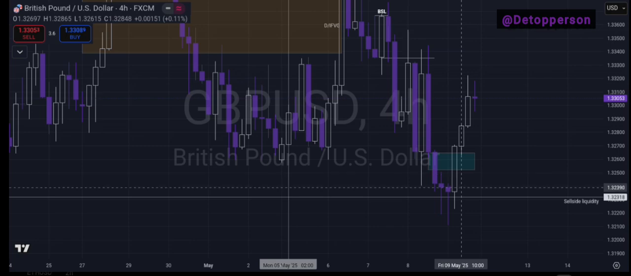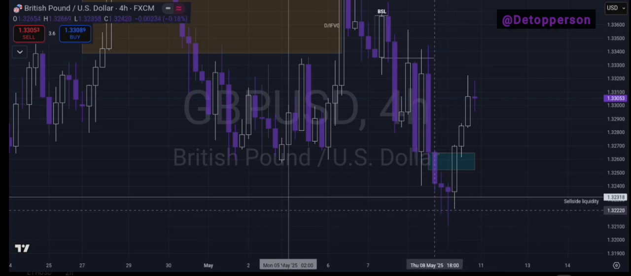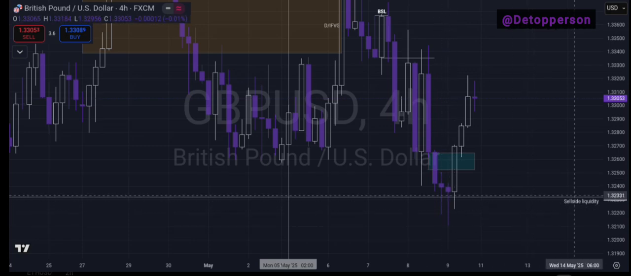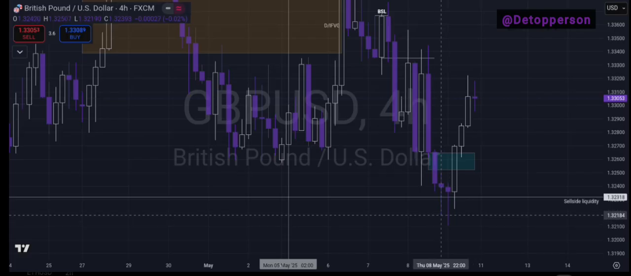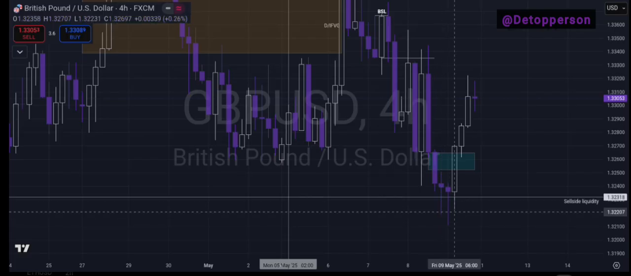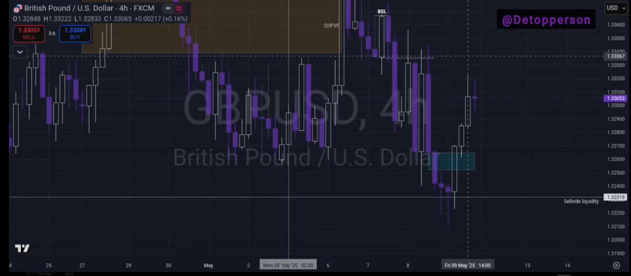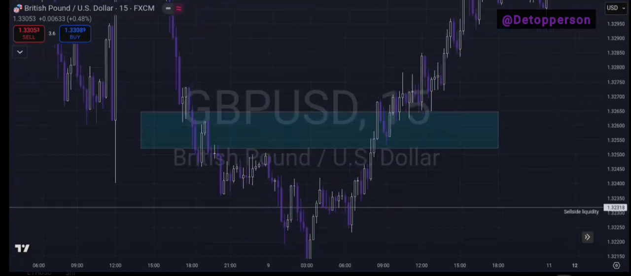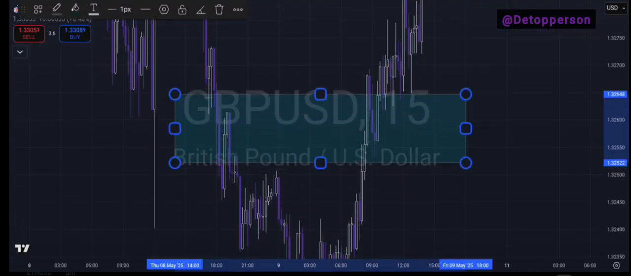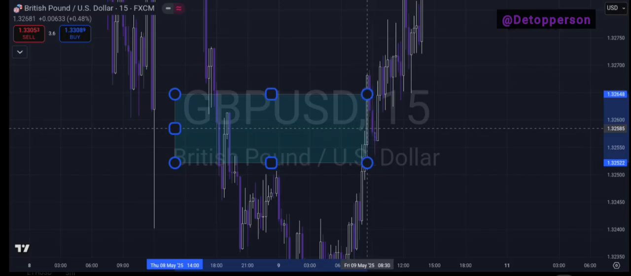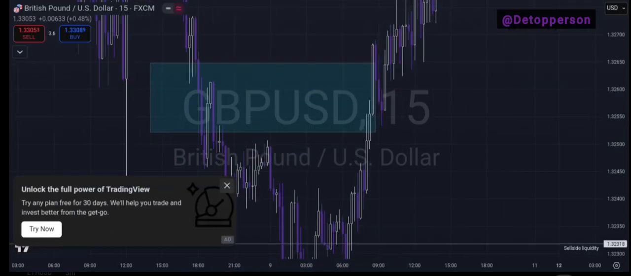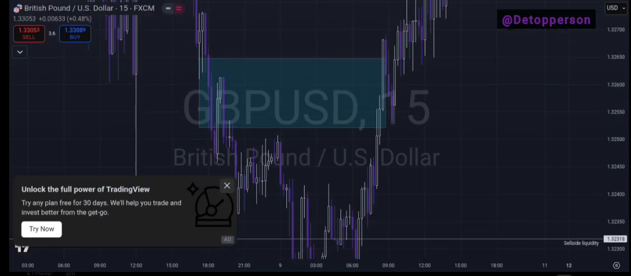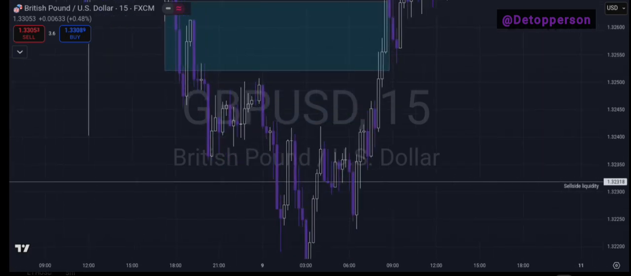Okay, now the moment price swept this liquidity, took out this particular low and expanded, I knew that we are going to buy the market. What I needed was to go down to the 15 minutes time frame. Okay, so this was the inversion. This was clean. Okay, now on the 15 minutes time frame, what do we have?